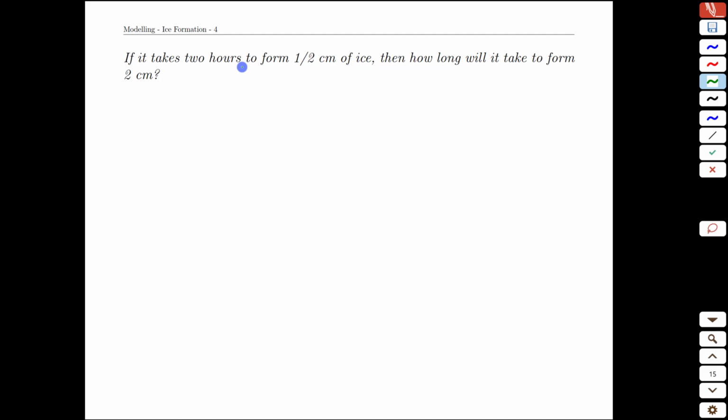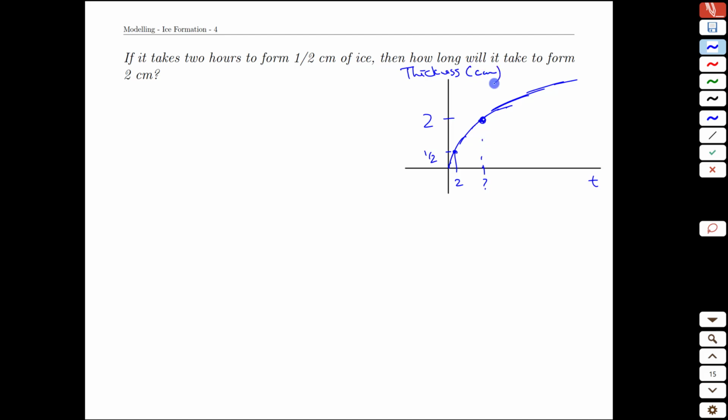Let's add a little more detail, imagining the basic shape of this, where we talk about the thickness, and we talk about t. We know it's got some kind of square root shape to it. We're now told that it takes 2 hours to form half a centimeter of ice, and we're asked to predict into the future how long will it take to form 2 centimeters of ice. Well, what we'd expect is, let's move this down here so we can see the relationship a bit more clearly. Let's make that 2. That's a half. What we're interested in is this time here. At what point do we reach 2 centimeters of thickness?